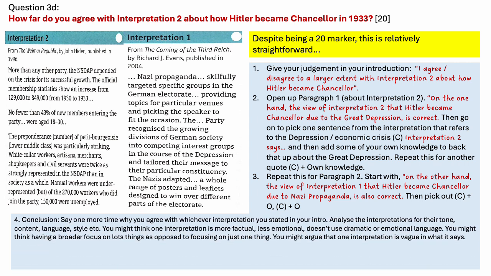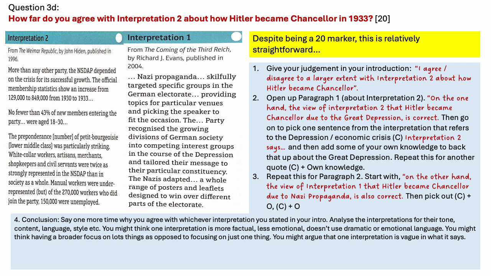And then our conclusion. This is where it gets a little bit sticky. This is unique. This is the only exam where you'd have to do something like this of our history exams. So you are going to say one more time, as always, which interpretation you agree with the most. Hopefully the one you started with in your introduction. Don't change your mind. But now you're going to start analysing the interpretations a bit more for their tone, for the content, the language and the style. Very much like English. So think about your English head on for this one.